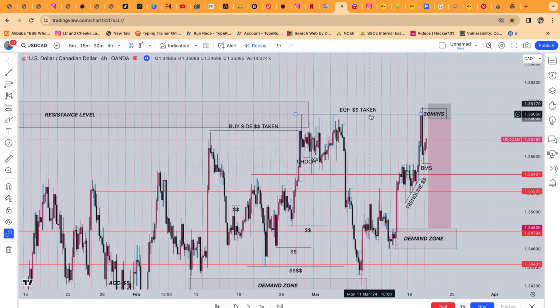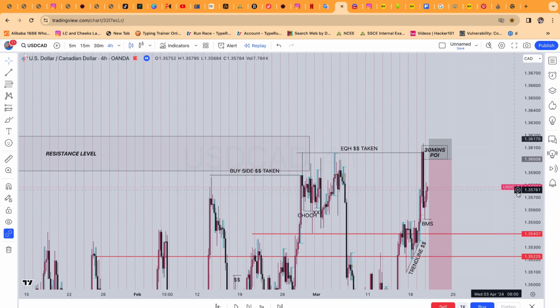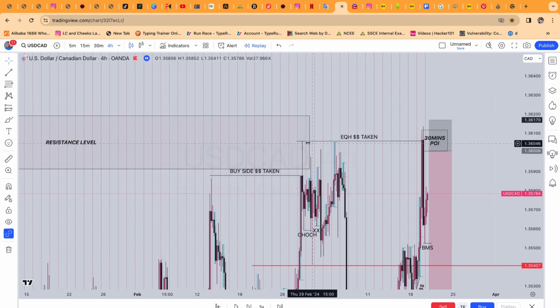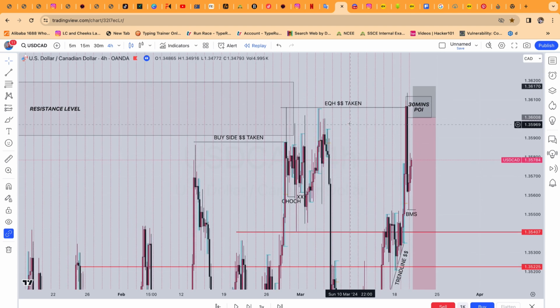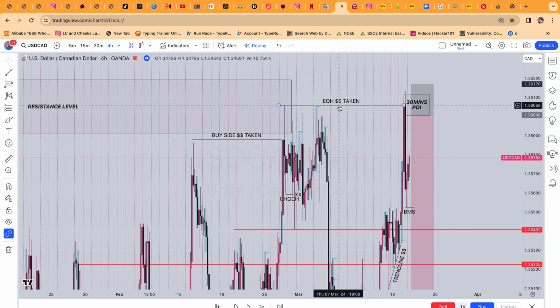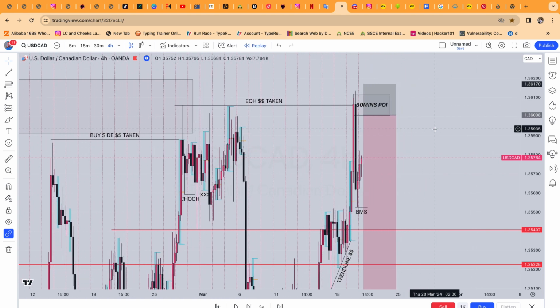Why did I say it's my major concern? Price took out an equal highs liquidity. Now, how do you identify equal highs liquidity? You see how price came in, tapped into this resistance level, and also created another double top, which price had to sweep before any reaction. Now look at this very well, guys.